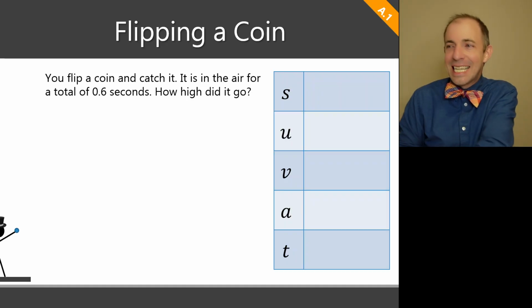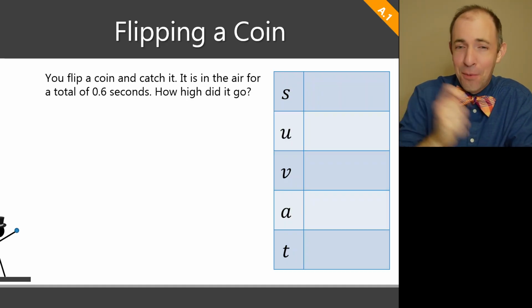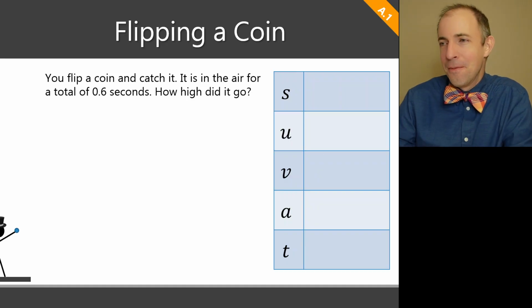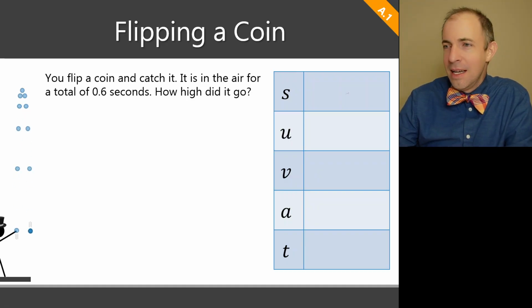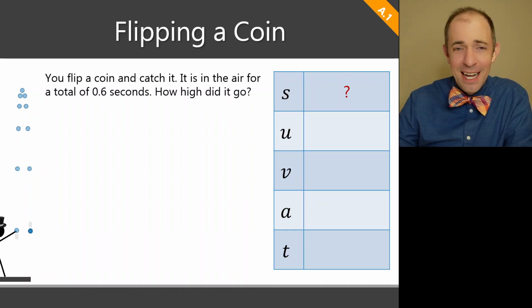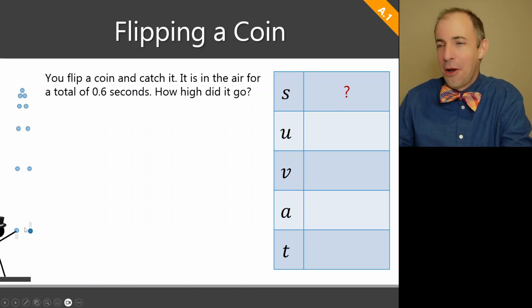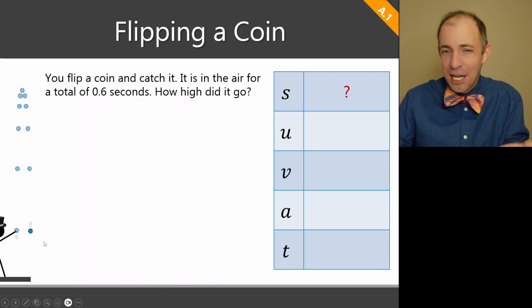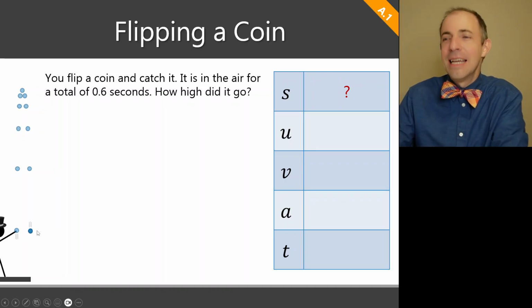You flip a coin and you catch it. It is in the air for a total of 0.6 seconds. How high did it go? All right, this is a classic up and down problem. In this scenario, we are trying to find S. If I use the entire motion, I would be starting and stopping in the same spot, which actually is a displacement of 0. So the only way I'm going to get S, how high, is if I split it in half.